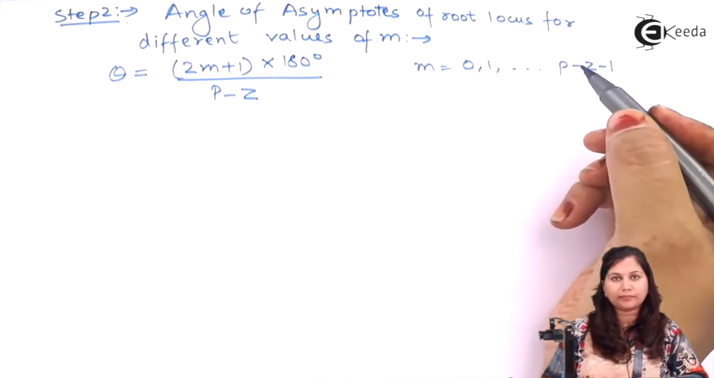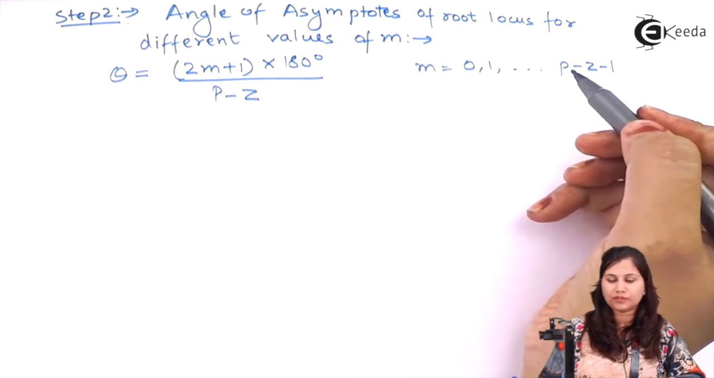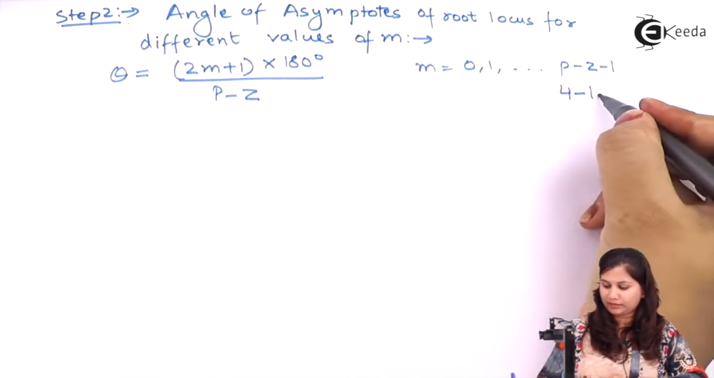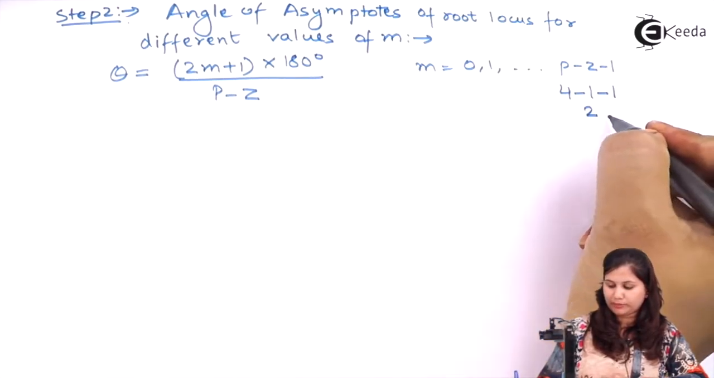P is what? The number of poles. Z is what? The number of zeros. So the number of poles we have is 4, the number of zeros we have is 1, then minus 1. So it will be 2.